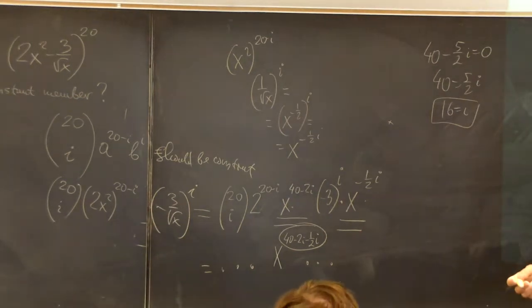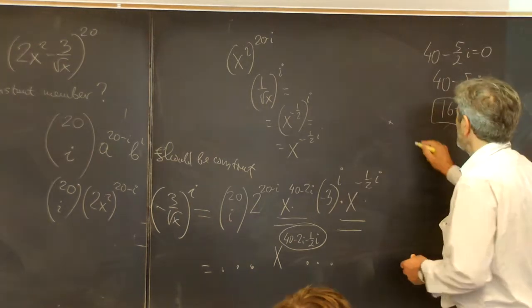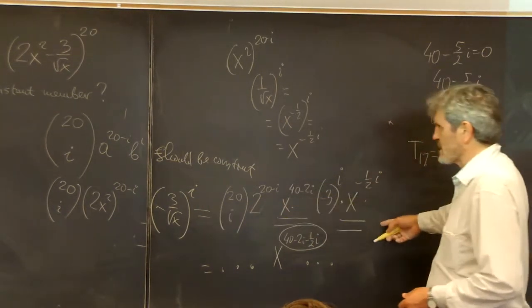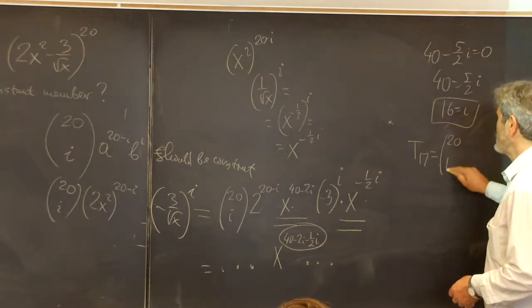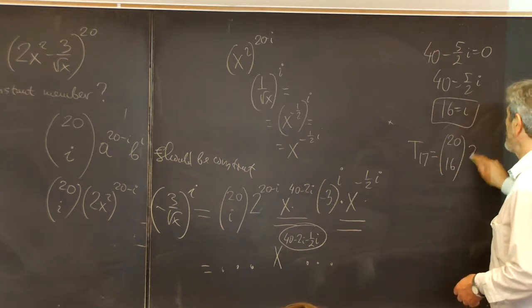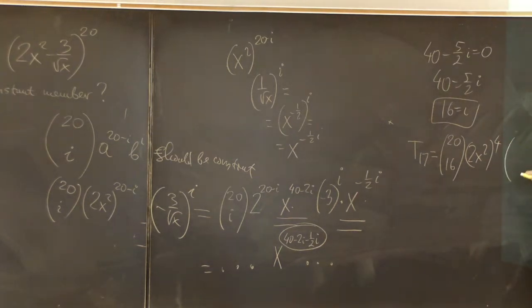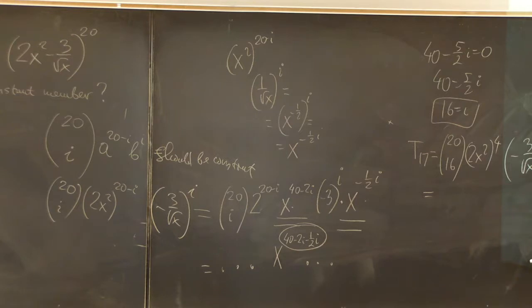Which member will be constant? The member that has I equals 16, which is which one? 17. So T17 equals, now I don't need to follow all this. I can just go to the square one and say T17 is 20 choose 16, 2x squared to the fourth, because 20 minus 16 is 4, times negative 3 over square root of x to the 16. And hopefully when I do all this, if I did a good job, I should get a constant member. Of course, I don't want to calculate 20 choose 16.